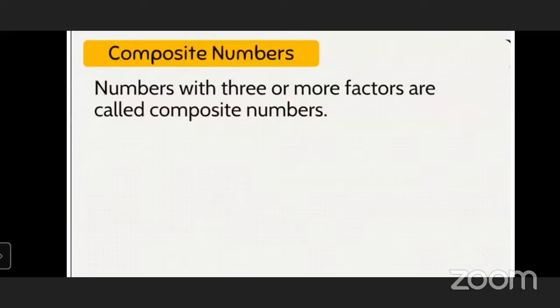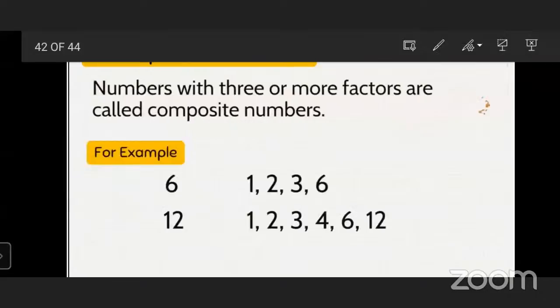So what is meant by factor? The factors of 35 are 1, 5, 7 and 35. Sir, tell me what is a factor? For example, 6. 1, 2, 3 and 6. These are factors of 6. So that's why the factors are 3 or more, and 6 is a composite number.